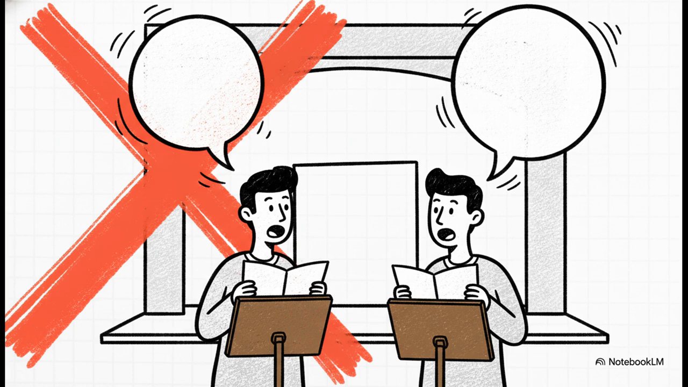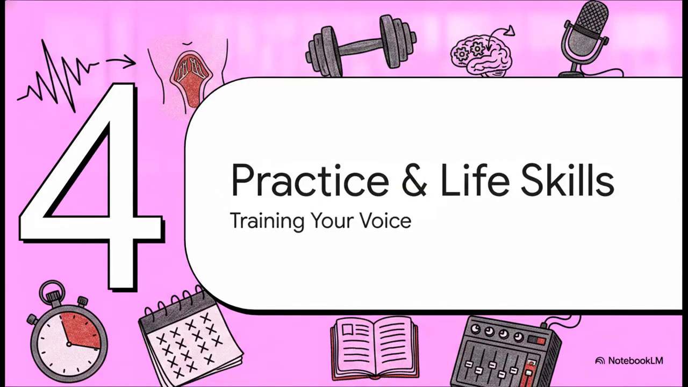In a rehearsed reading setup, actors perform directly from scripts. There are minimal costumes and sometimes no sets at all. All the visual magic of a traditional play is completely stripped away. Because of this, Vāchika Abhinaya becomes the primary tool for storytelling. The audience is relying entirely on the character voices and the raw emotional delivery to imagine the world of the story. Let's look at Section 4, Practice and Life Skills, Training Your Voice.